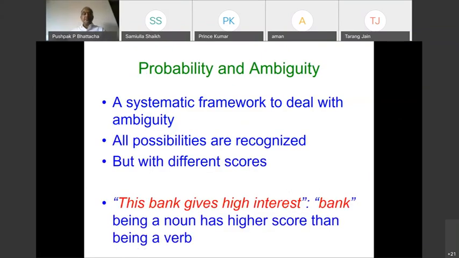Now, the relationship between probability and ambiguity is that it is a systematic framework to deal with ambiguity. Ambiguity means uncertainty, and uncertainty needs the instrument of probability to deal with. So all possibilities are recognized, but with different scores. If I take this sentence, "this bank gives high interest," bank being a noun has a higher score than being a verb because of the environment.